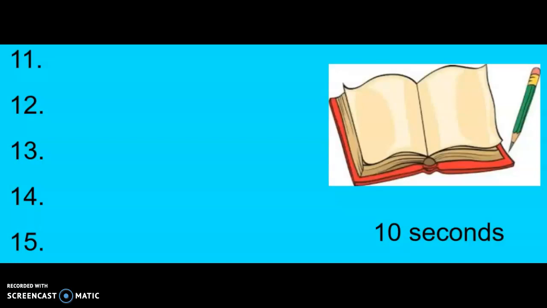Question 14. 12 children get into teams of 3. How many teams are there? 12 children get into teams of 3. How many teams are there?